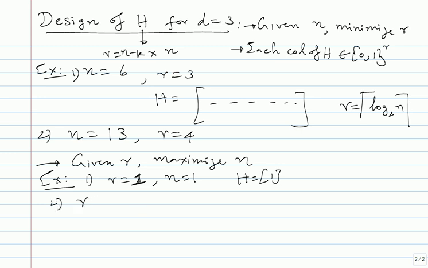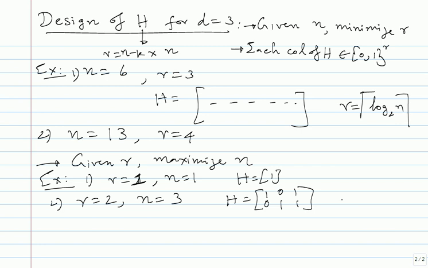Okay, the next thing is, let's try r equals 2. What's the maximum n I can have? 3. So in general, the formula is very clear, right? What will be the general formula for the maximum n? 2 power r minus 1, that's the total number of non-zero vectors you have. Very easy. What will be H? 1 0 0 1. I'll write it in this nice order.